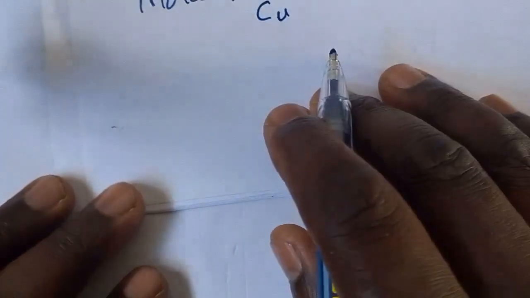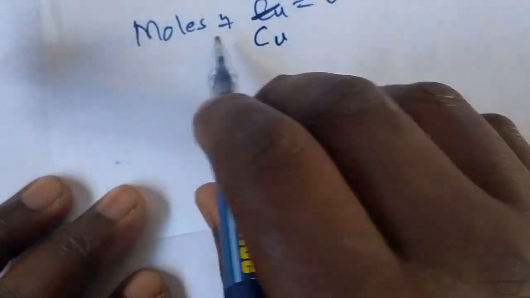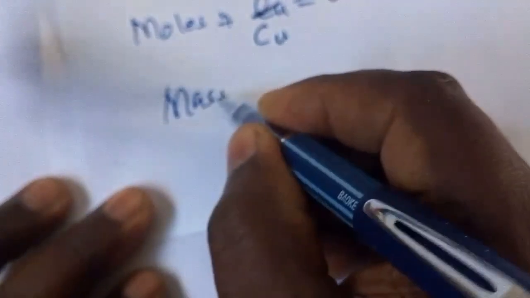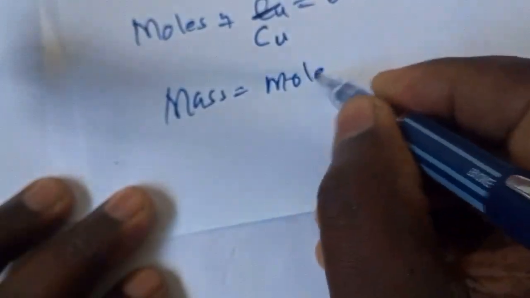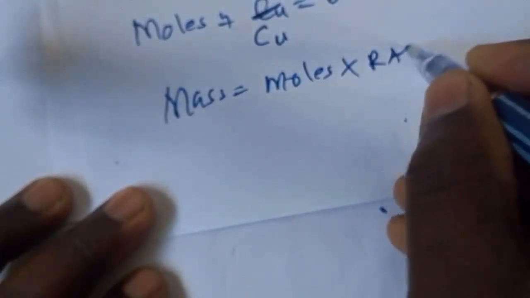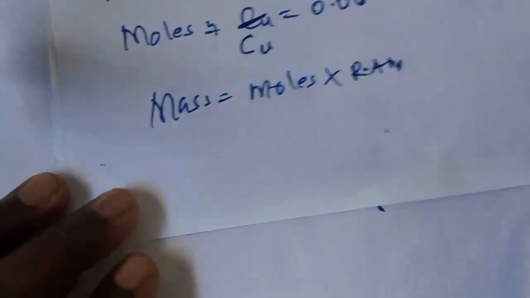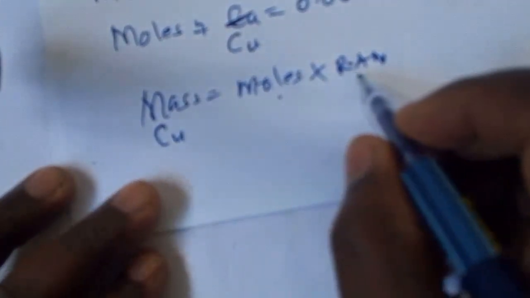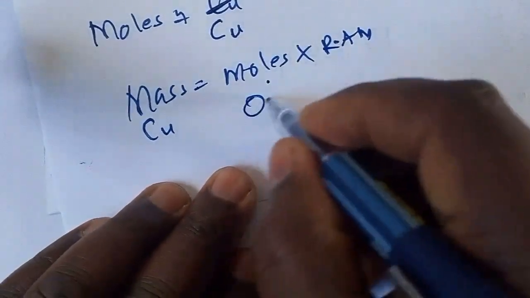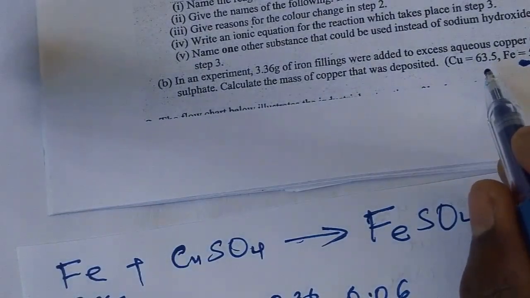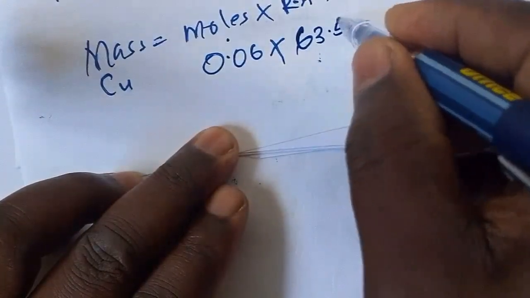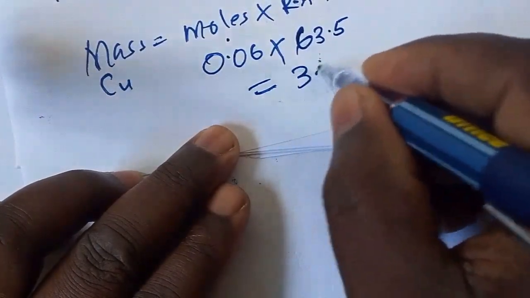Then next, now we have the moles of copper. What we know, mass is equal to moles times RAM. So mass of copper is equal to moles of copper times RAM of copper, and that is 0.06 times RAM, which is given here, 63.5. And the mass is going to be 3.81 grams.